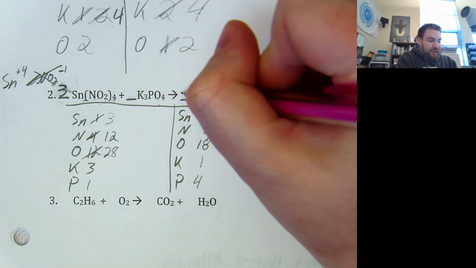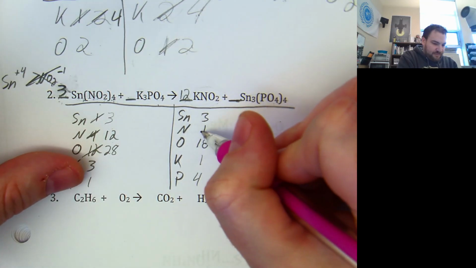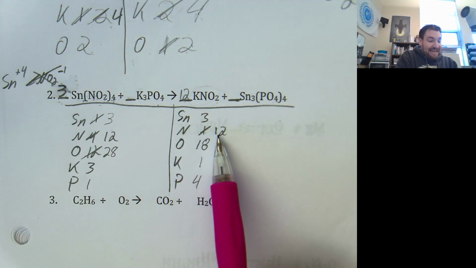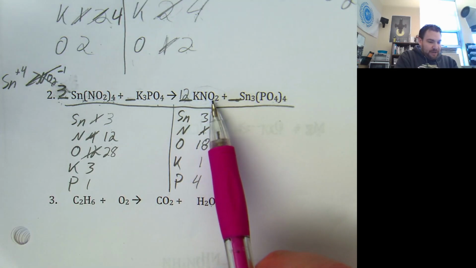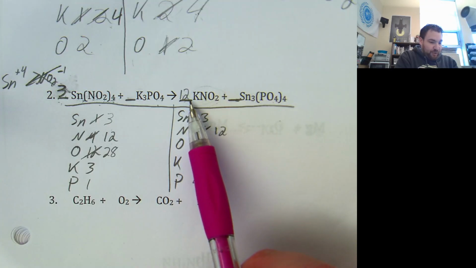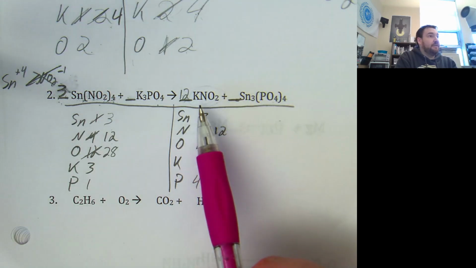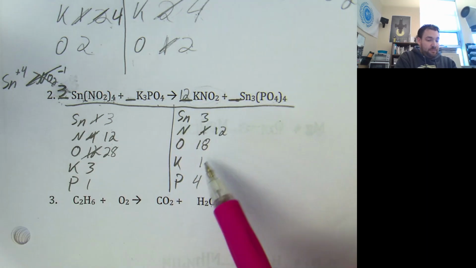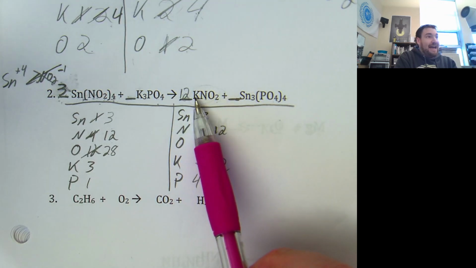Yes. If I put a 12 here, 12 times 1 is 12. So I recount what's there. And now I have to go back and I have to change both the potassiums and the oxygens. Potassiums are the easier one. They only show up right there. How many potassiums do I have total on the right-hand side? By putting a 12 out front, I now have 12 potassiums. 12 times 1. And now the oxygens.